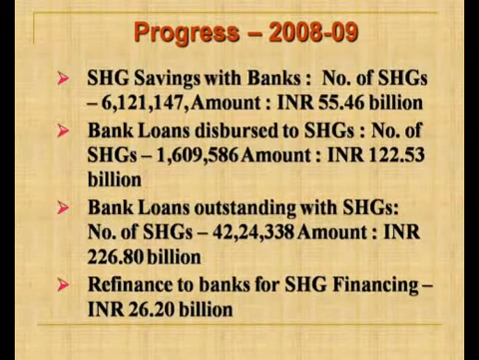You know how many SHGs we have by March 2009? You'll really be wondering to know the figures. It's very exciting that the number of SHGs having savings accounts with banks is 61,21,147. Usually people feel that the poor can't save, but these SHGs have savings of 55.46 billion. Such a big sum they have, meaning they can always save.